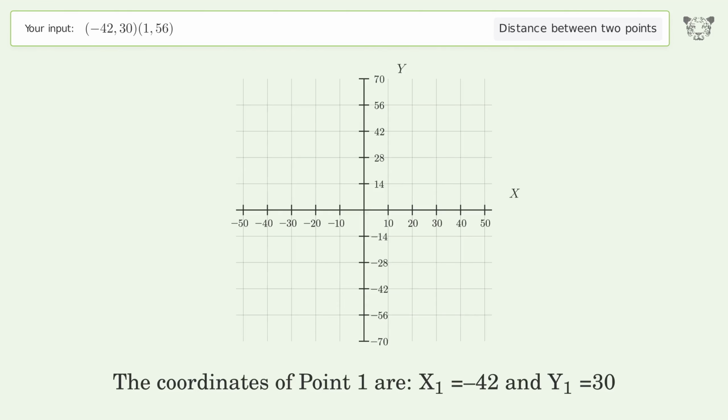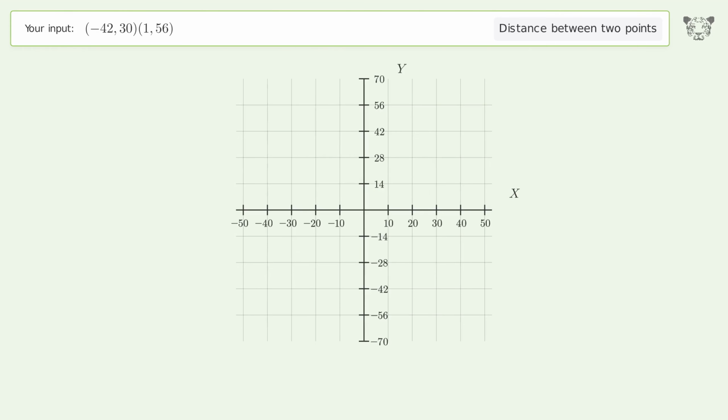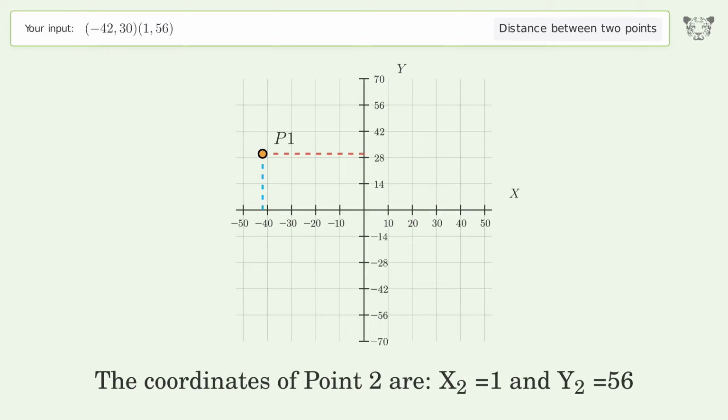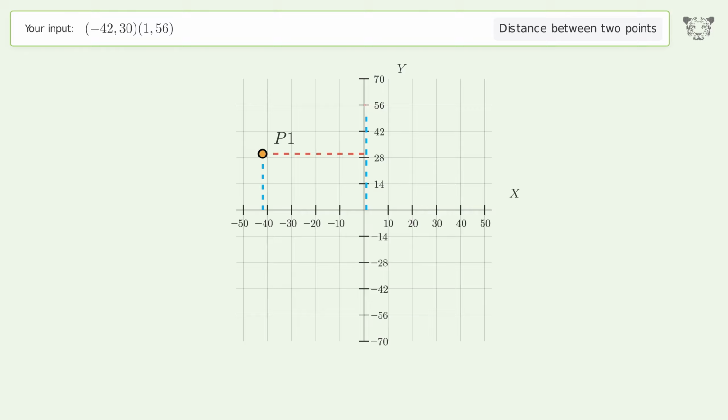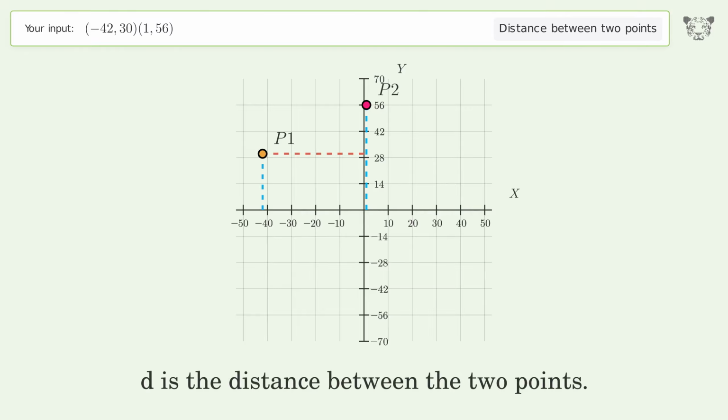The coordinates of point 1 are x1 equals -42 and y1 equals 30. The coordinates of point 2 are x2 equals 1 and y2 equals 56. D is the distance between the 2 points.